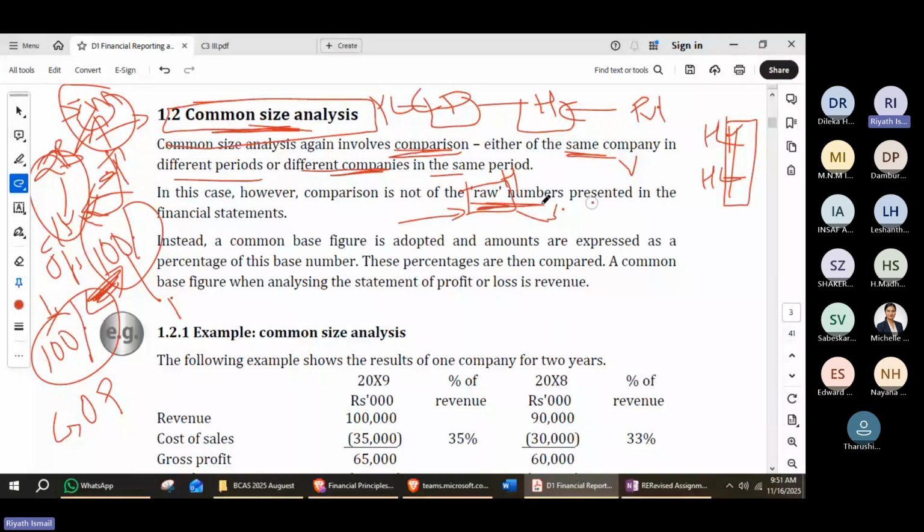It is not the raw numbers presented in the financial statement. Instead, a common base figure is adopted, like 100% of sales, and amounts are expressed as a percentage of the base number. This is the base. For example, sales is the base. These percentages are then compared. A common base figure when analyzing the statement of profit or loss account is revenue. Revenue means sales.